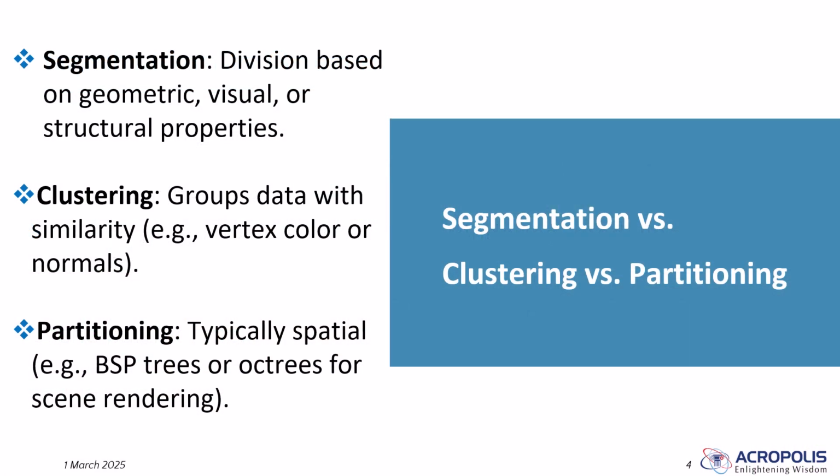Now, before we dive deeper, let's clarify a few terms that often get used interchangeably: segmentation, clustering, and partitioning. While they all involve dividing data, the focus is slightly different. Segmentation groups data based on structure or geometry, for instance, separating the arms, torso, and legs of a 3D model. Clustering, on the other hand, groups elements based on similarity, like color or surface curvature. Partitioning usually refers to dividing space itself, like splitting a virtual world into zones for optimized rendering. Understanding these differences helps us apply the right method for the right purpose.